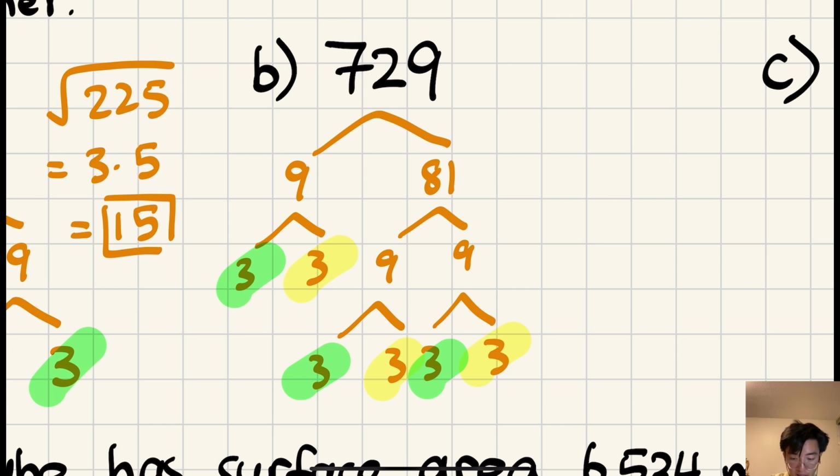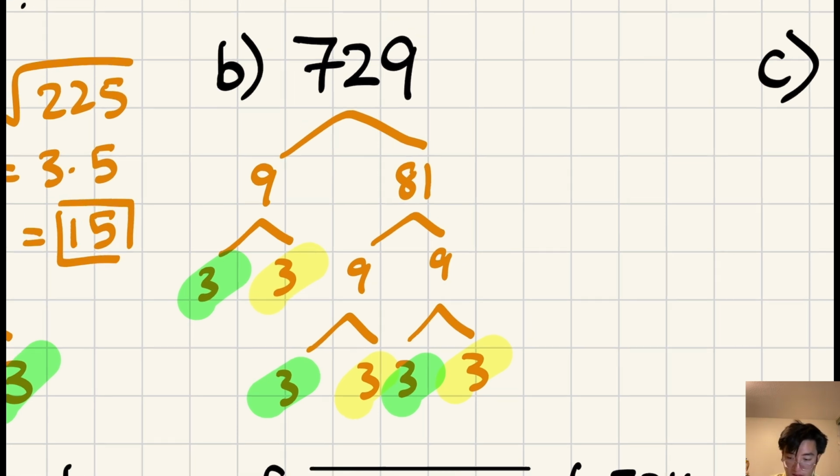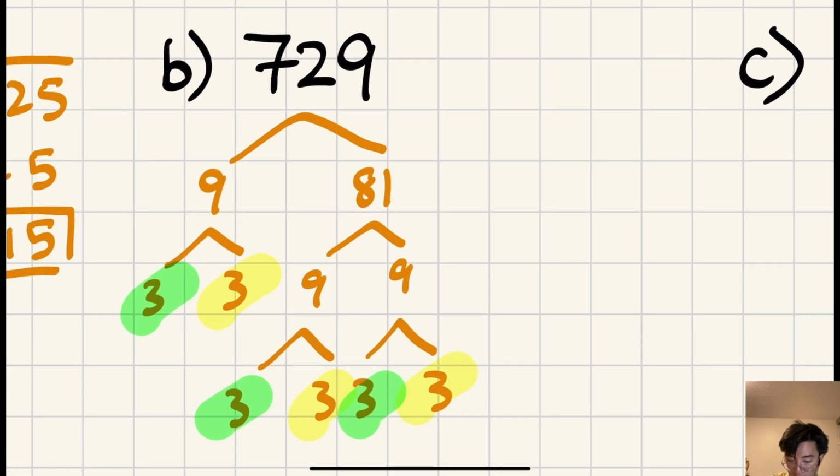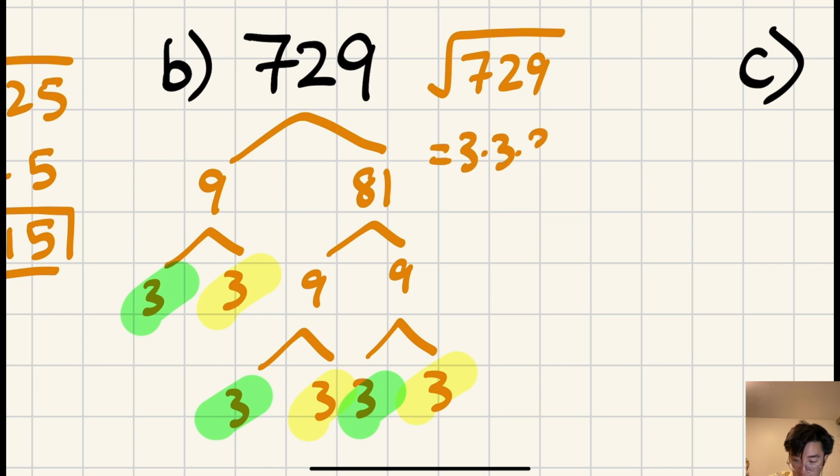Let's write it down first. The square root of 729 is just 3 times 3 times 3, which is 27. Meaning that this right here is a square root.